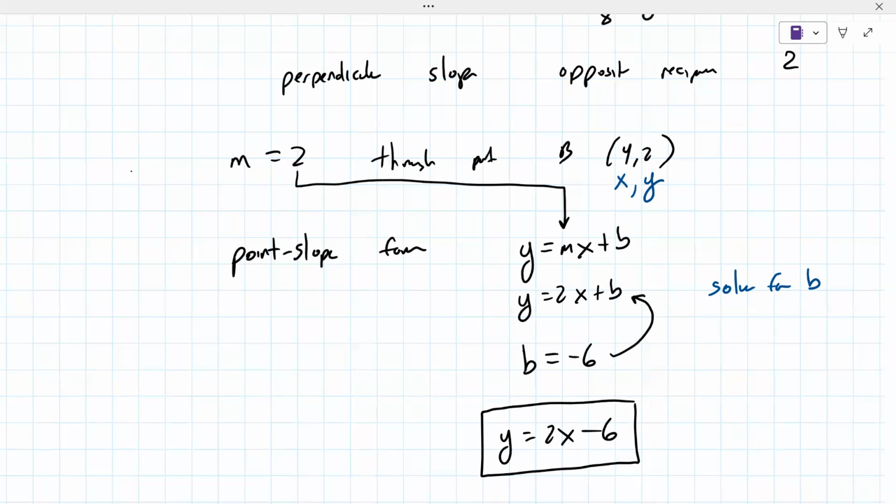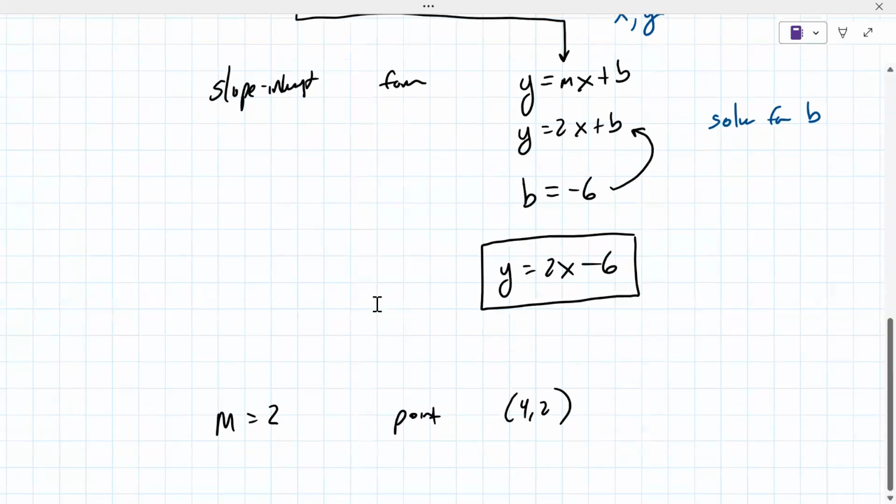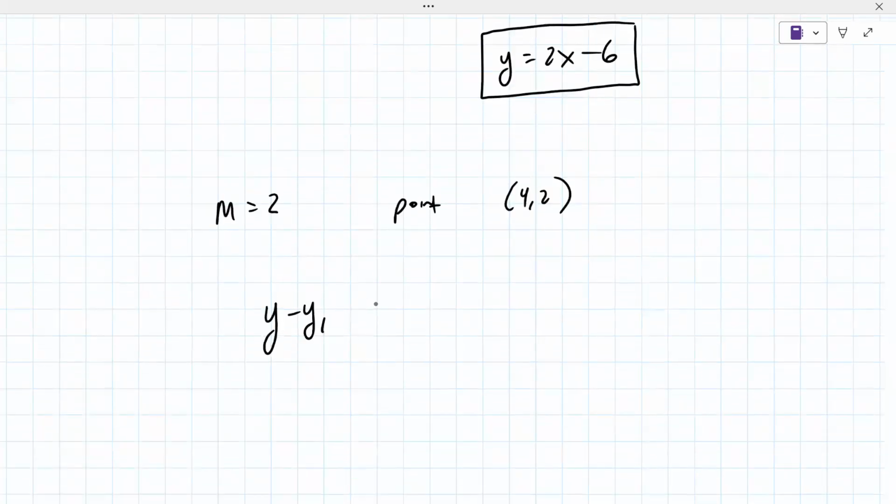Oh, I'm sorry. I misread that. Sorry, it's terrible. No, yeah, that's all completely wrong. So I just did it in slope intercept form. We didn't have to do that. So point slope form is actually easier. Slope is 2. The point is 4, 2. So point slope form is y minus y1 equals m times x minus x1. Okay, and then, good catch. So that's x1 and y1.